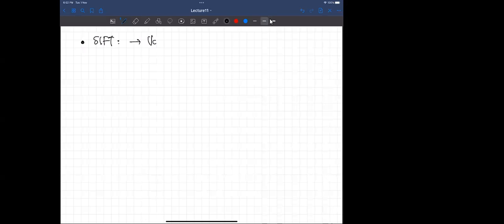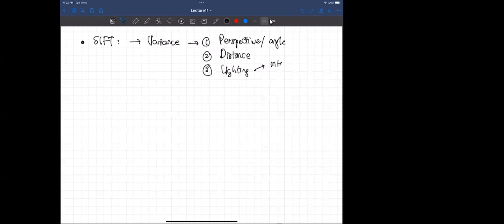So here is image variance. Image variance comes first from the perspective or angle, and second from distance to the object. And what else aside from these two? Lighting, right? Lighting can be different because sometimes it's bright, sometimes it can be dim, but the object is still the same. So lighting in terms of the intensity of the light, but lighting has another problem.